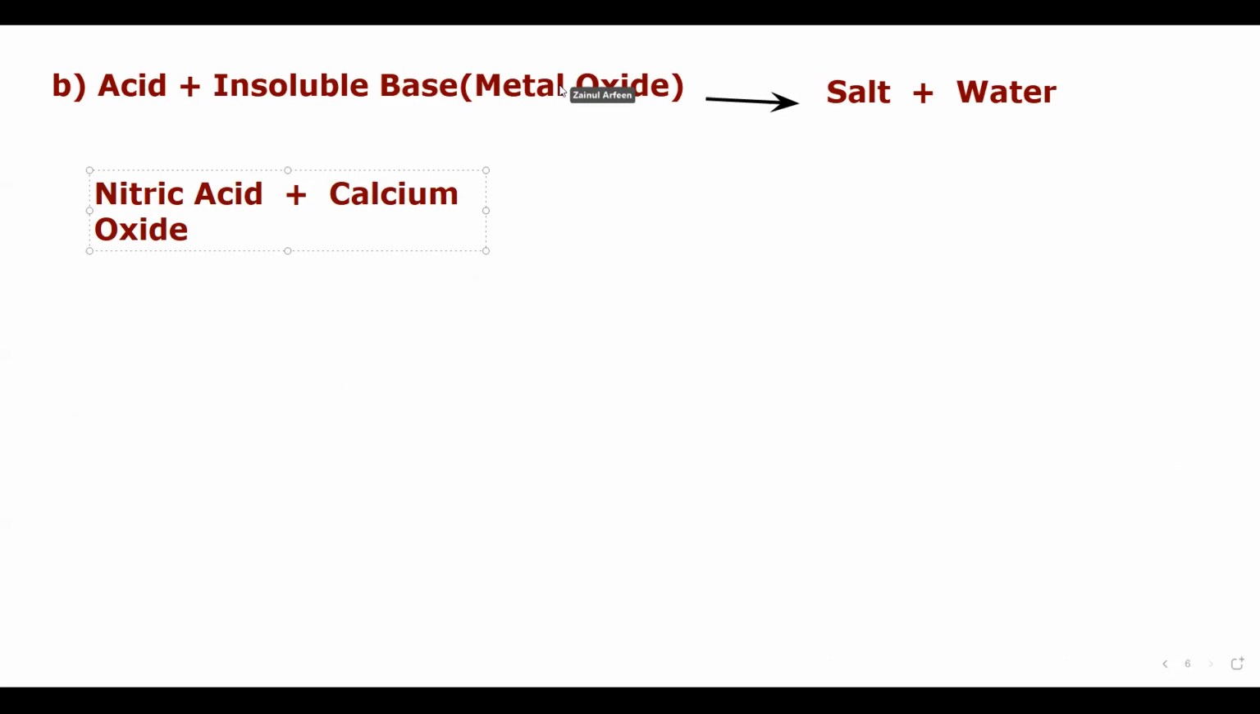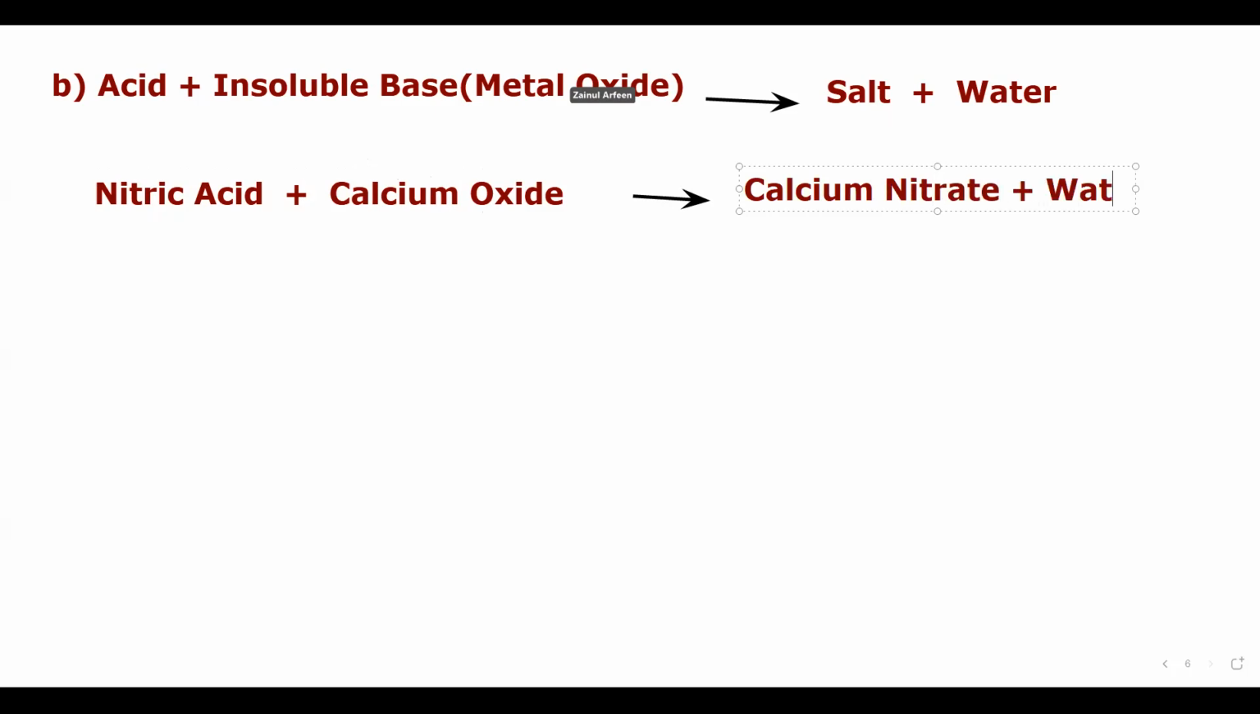So what will be the salt produced if it's nitric acid, what will be the name of the salt? The calcium will take the position of the hydrogen, so the salt will be calcium, because nitric acid gives nitrate salt, hydrochloric acid gives chloride salt, and sulfuric acid gives sulfate salt. So it will produce calcium nitrate plus water.